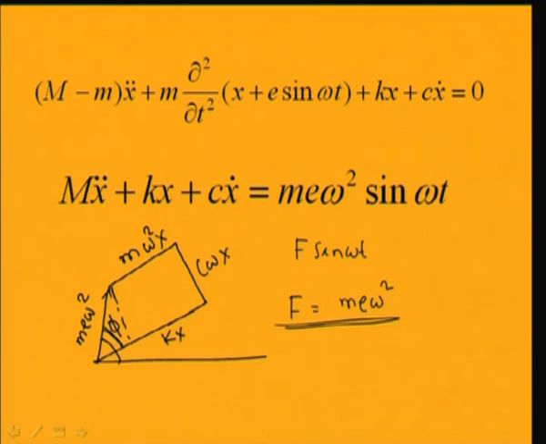As this is a right angle triangle, from this force polygon you can find the response X. Here X is the amplitude of the response, and the response will be x equal to X sin(omega t minus phi), with this reference line you have taken. Here tan phi equals c omega by (k minus m omega square).